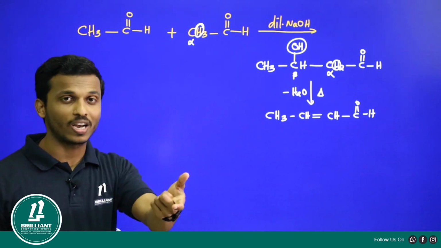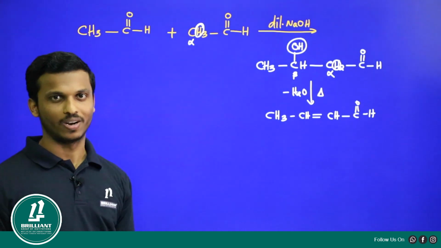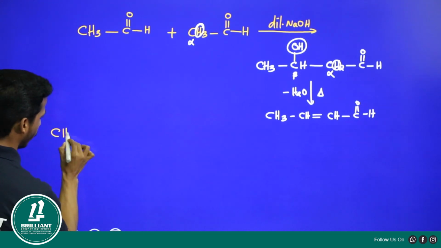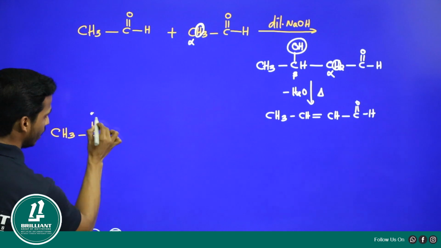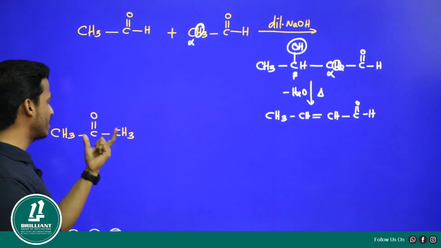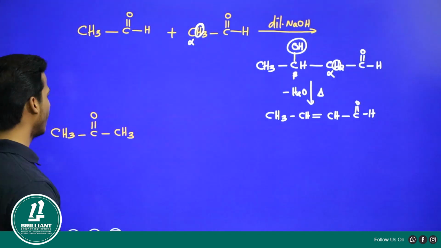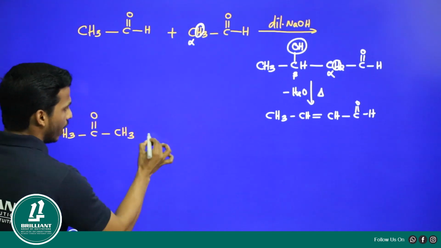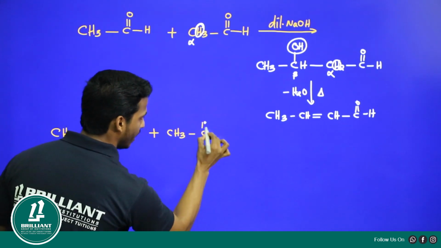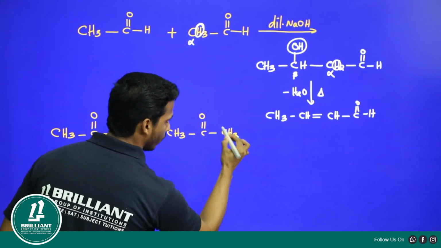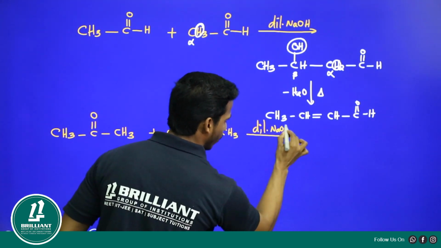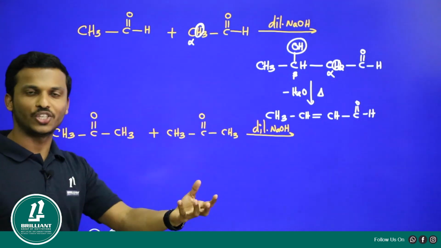Now you may have a confusion about how to do this with a ketone. Let's try. Let me take one of the ketones, nothing but acetone. You know, CH3, CO, CH3. It's acetone, right? And after this, let me take one more acetone, or propanone, CH3, CO, CH3. What are we doing first? First we treat with dilute NaOH. Same procedure you can carry out.